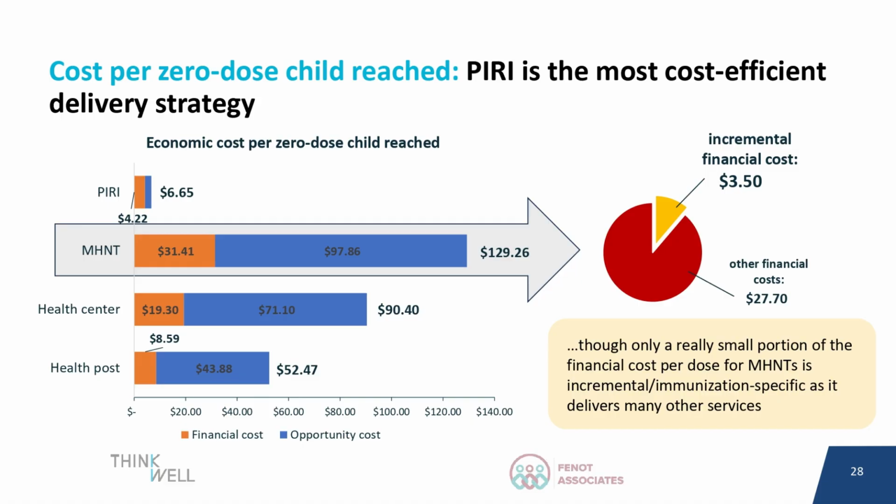To see the breakdown of the mobile health and the nutrition team, its financial cost is 31 US dollars per zero-dose child reached. The incremental cost that is only attributed to zero-dose, or only attributed to immunization, is 3.5. What makes the mobile health and nutrition team strategy cost higher is that much of the cost is shared across other health systems. Next, please.